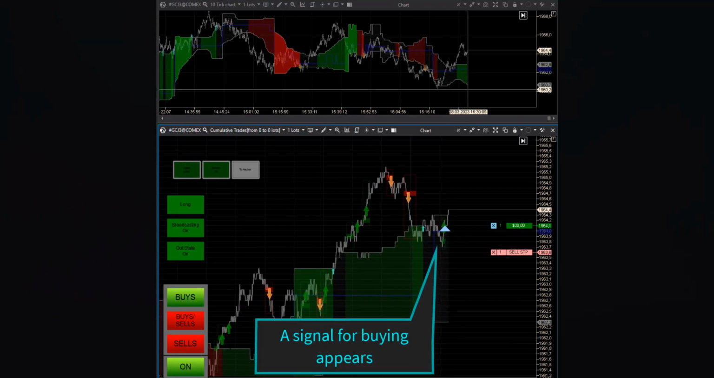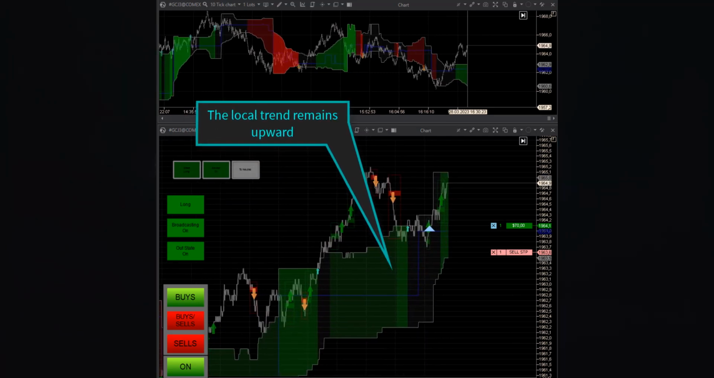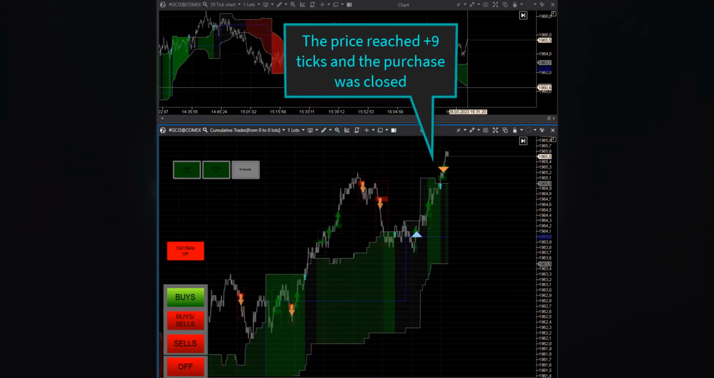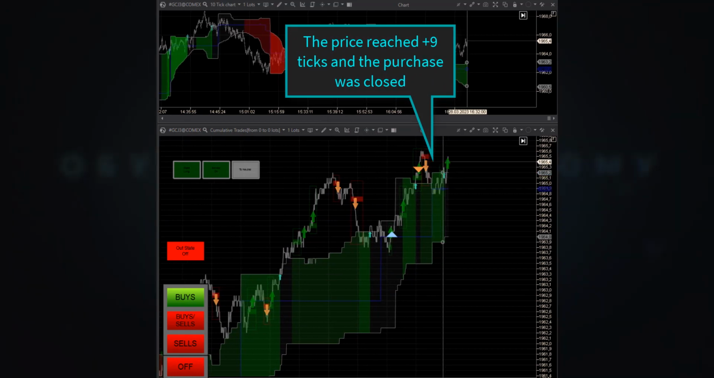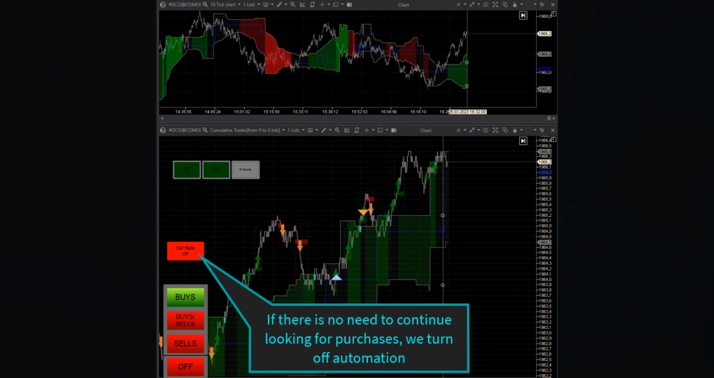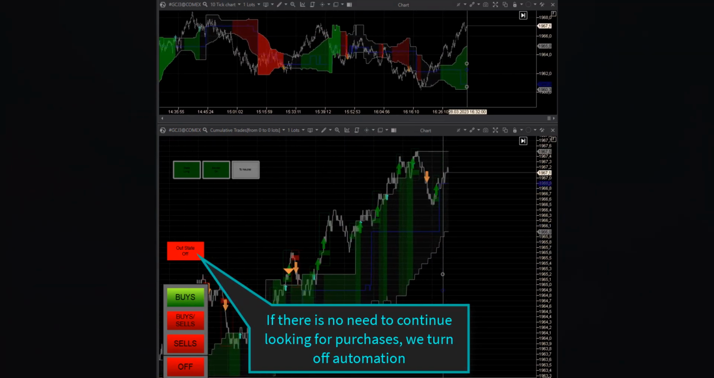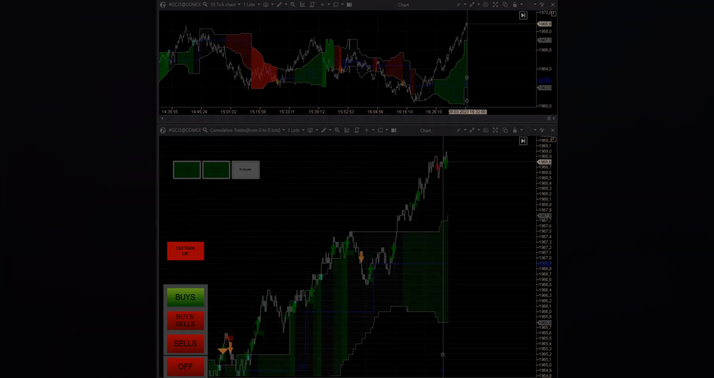A buy signal appears, the local trend remains upward. The price reached plus 9 ticks and the purchase was closed. If there is no need to continue looking for purchases, disable automation.